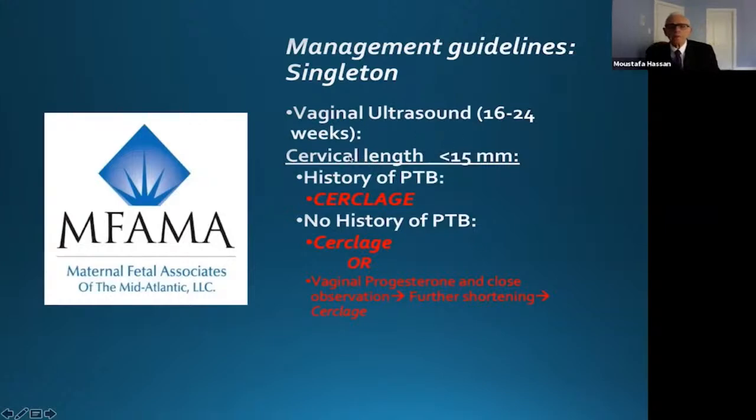Same protocol, cervical length now is less than 15 millimeters. History of preterm birth, no question, cerclage. Don't even think about it twice. No history of preterm birth, you did it for some other reason, I would put in a cerclage, or like in the previous slide, do vaginal progesterone and close observation every week or even more frequently than that. Further shortening, cerclage.